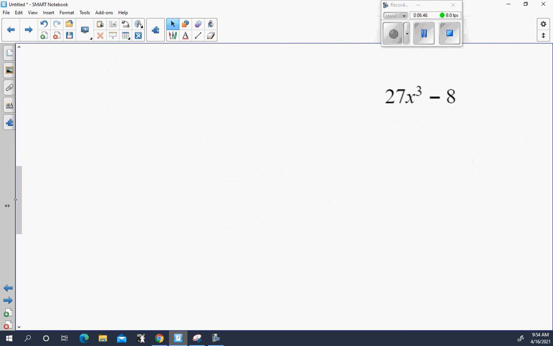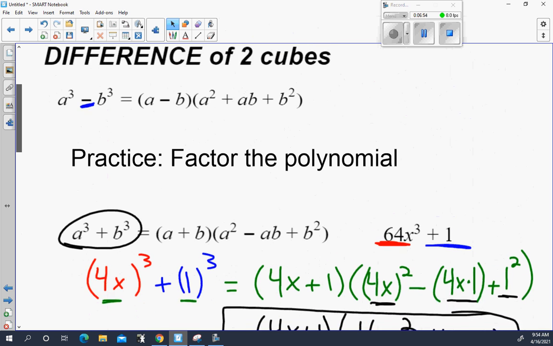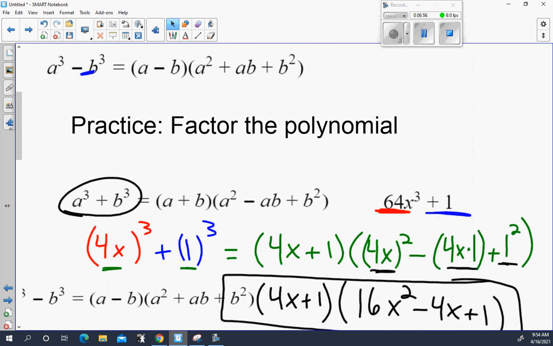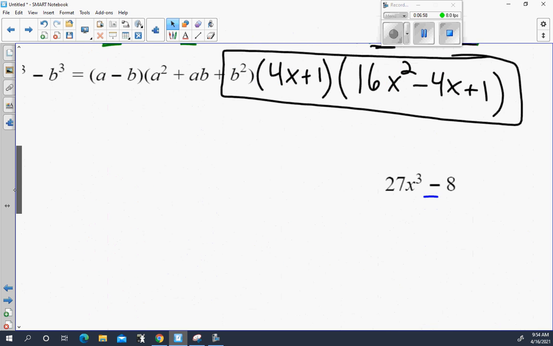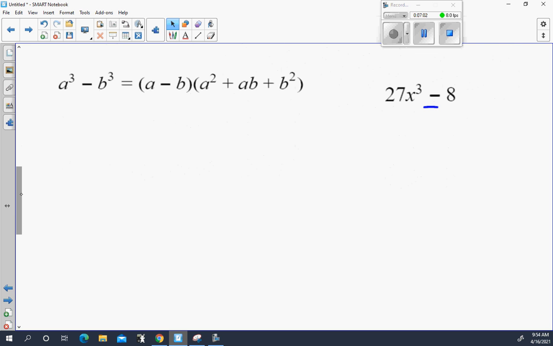How about this one? First thing I want you guys to identify is what's that sign in the middle? It is a minus. So we're using the difference of perfect cubes. Let me bring this down. The difference of perfect cubes. Okay, first thing we have to do is establish what A is and what B is. So we have to take the cubed root of these two numbers.